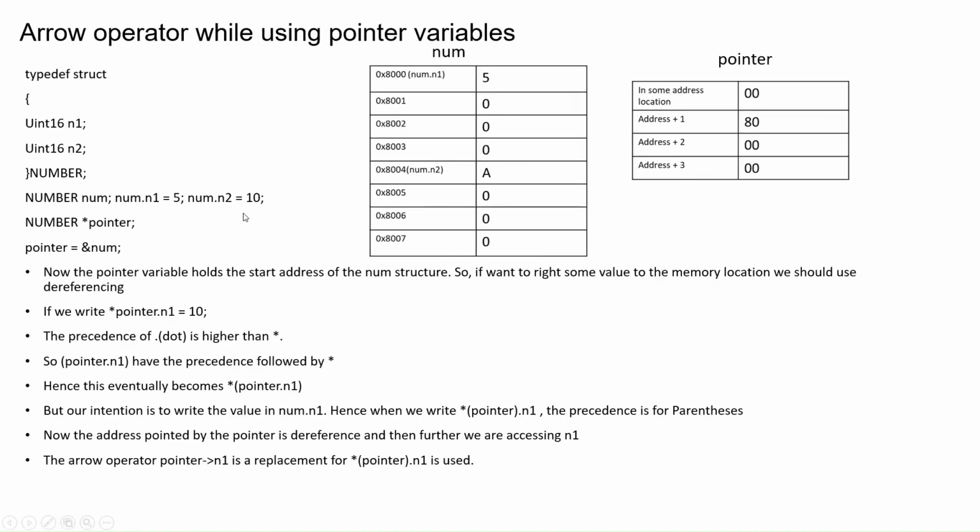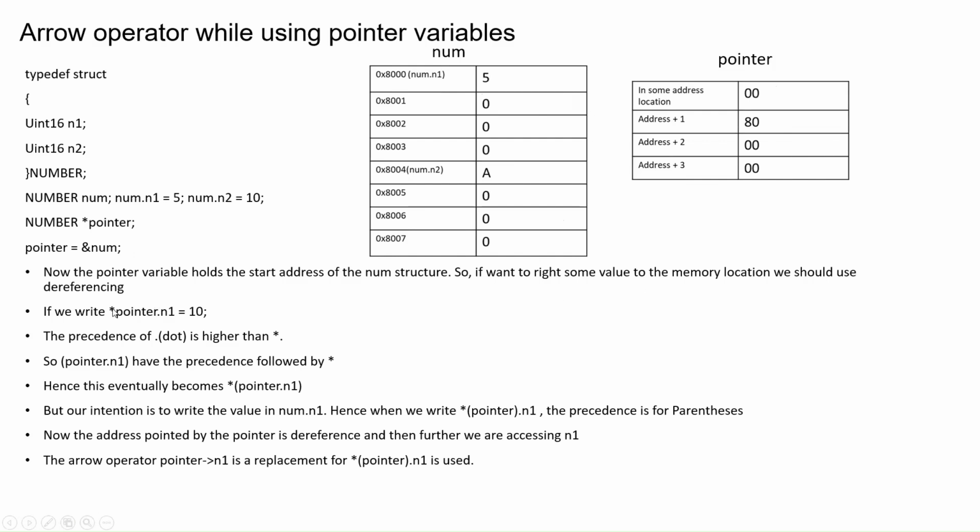Now let's get into the next topic, the arrow operator while using pointer variables. Let's assume you have a structure in this format, number, and then you create a num variable of data type number. We also create a pointer which has the data type number. Now you can pass the address of num to the pointer. So the pointer has the address of the num variable, and num has some values in its memory location. If you want to write some value to the memory location, we should use dereferencing.